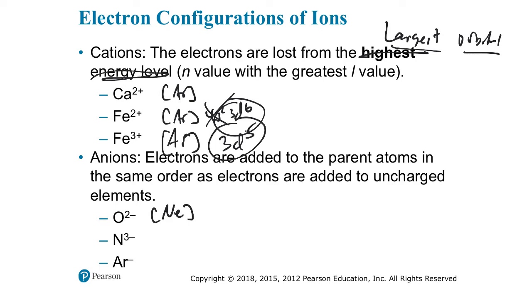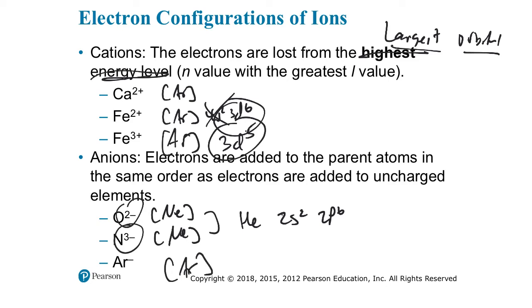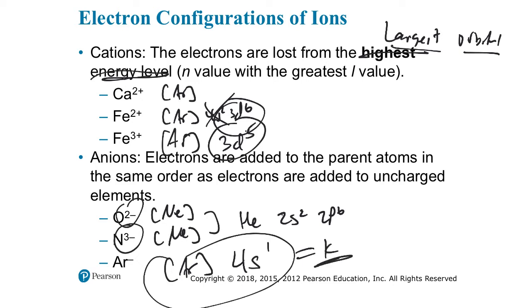So neon is the configuration for O2-, and neon is the configuration for N3-, or you can say helium 2s2 2p6. We're just filling in 2 versus 3 more electrons for those atoms respectively. Ar- would be the configuration of argon plus a 4s1, so just putting one more electron into that configuration. This equals the same configuration you'd expect for potassium.